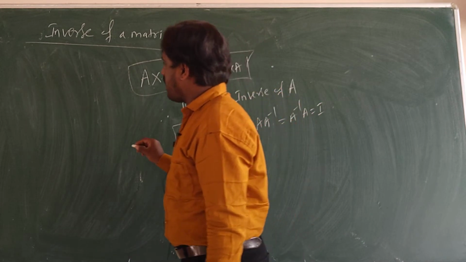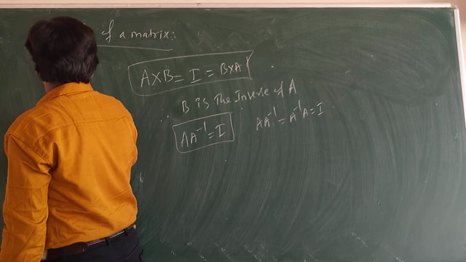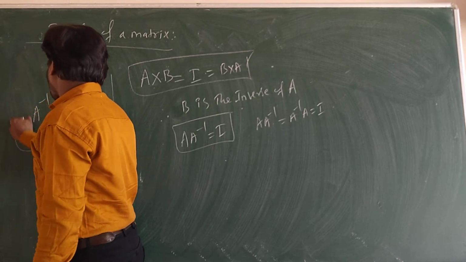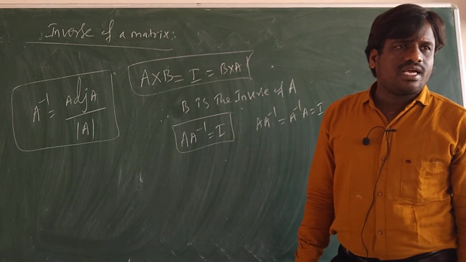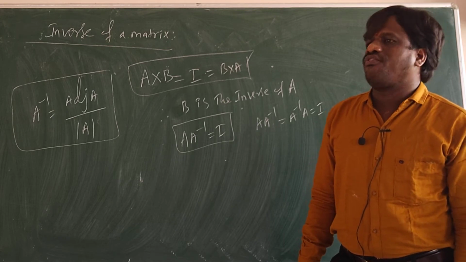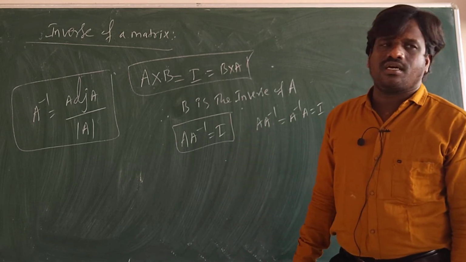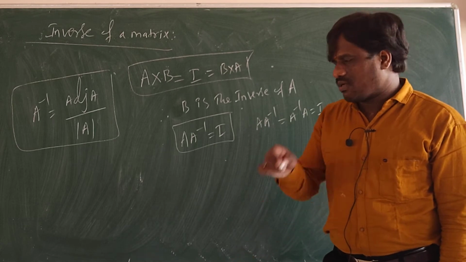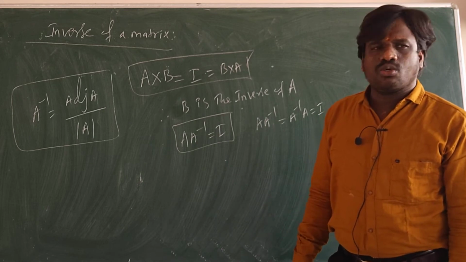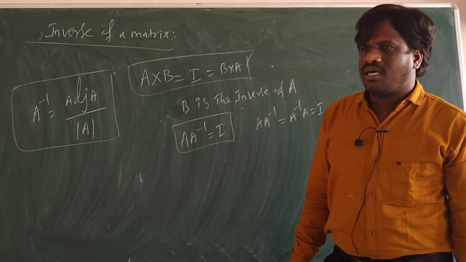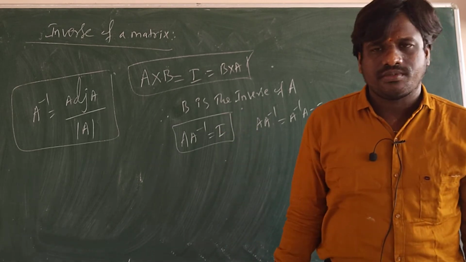To find A inverse, the formula is A inverse is equal to adjoint of A by determinant of A. You already know how to find the adjoint of A, by using the cofactor method. To find A inverse, there are 2-3 methods. One is the elimination method, the elementary transformation method, and one is the cofactor method. So 2 methods will be there. Both the methods are important. I will explain both the methods. Okay. So understood what is A inverse? Note down, I will explain more.